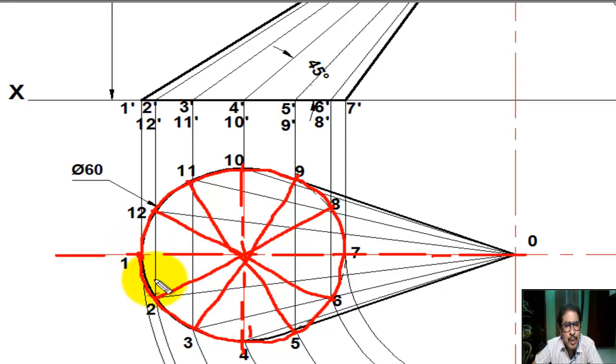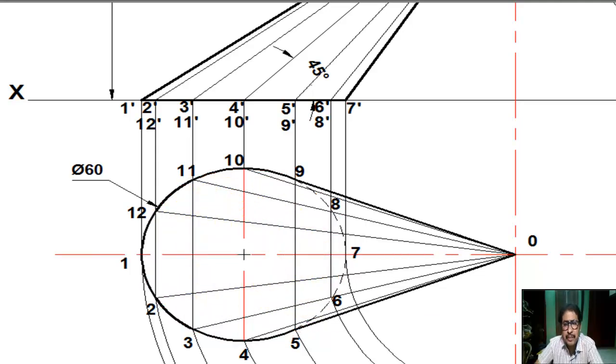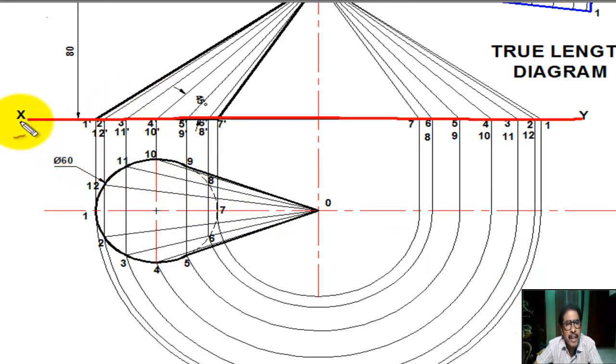We only mark this point 1, 2, 3, 4, 5, 6, 7, 8, 9, 10, 11, 12. Erase this portion. Then, after marking 1, 2, 3 up to 12, draw the XY line. After drawing the XY line, we mark this is X, this is Y.